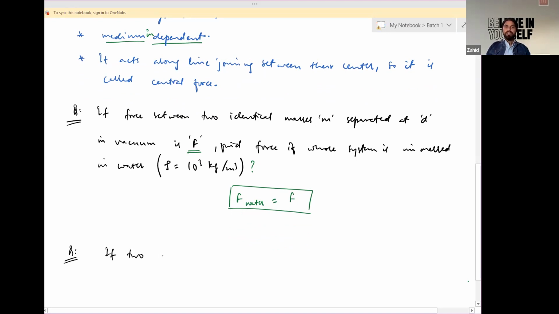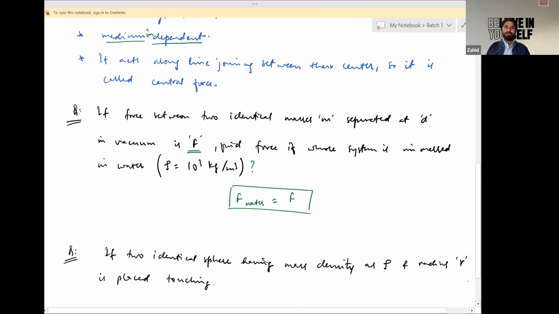If two identical spheres having mass density rho and radius r are placed touching each other, find the relation of force and separation.